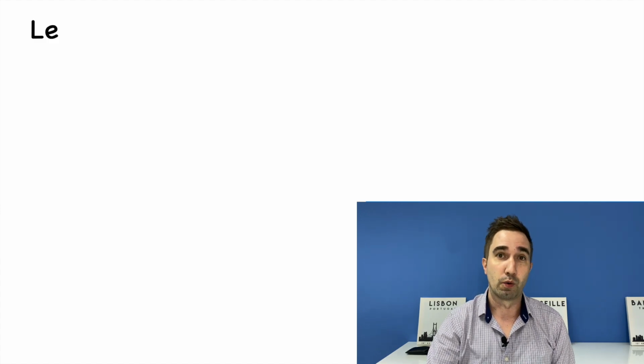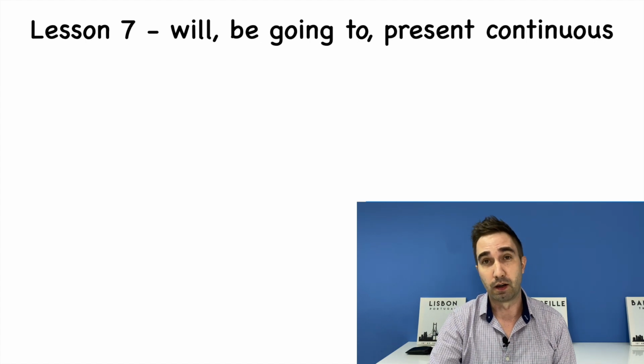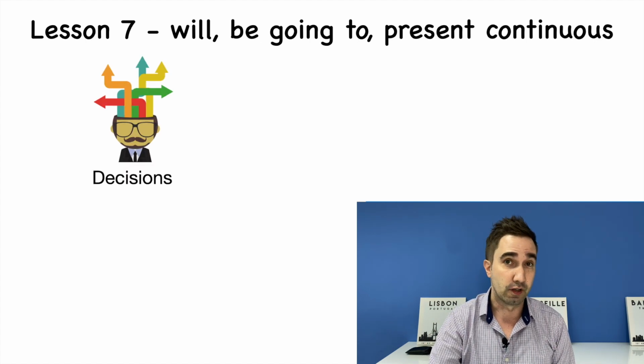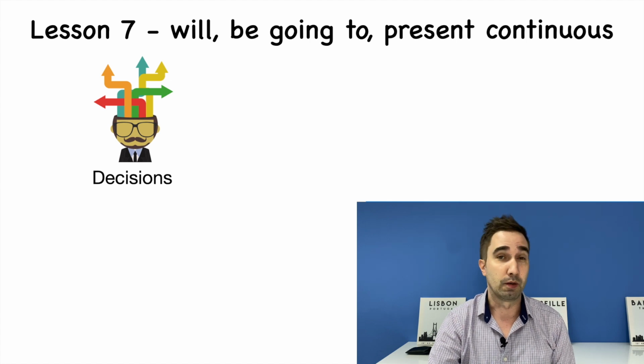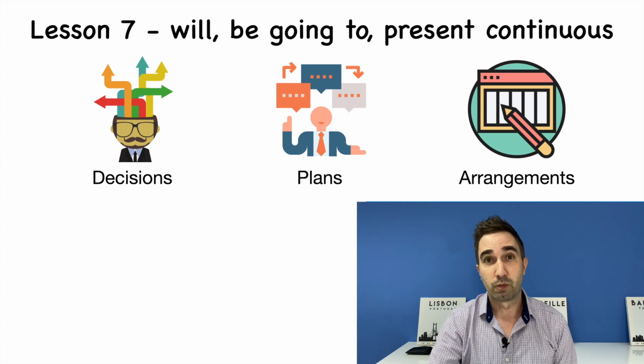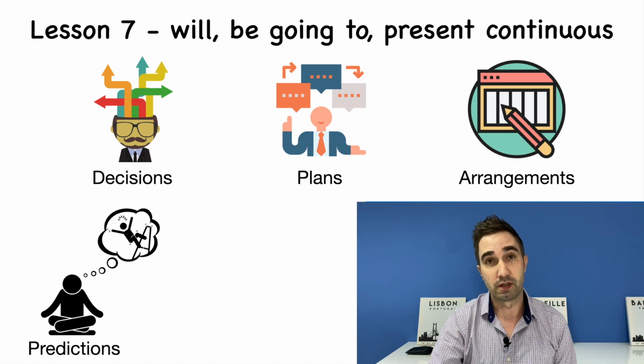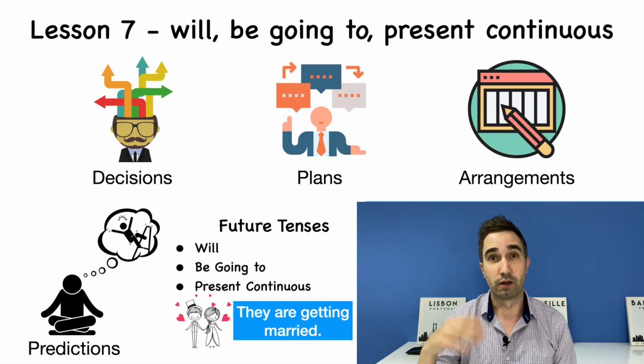Here's another review video. You probably should have seen the past three videos about will, be going to, and present continuous for future arrangements. What we're going to look at in this video is the three tenses combined. If you remember from those past videos, today we're talking about decisions, plans, arrangements, and then we're going to add predictions. And what tenses do we use to talk about all of these things? There's the three right there: will, be going to, and present continuous.